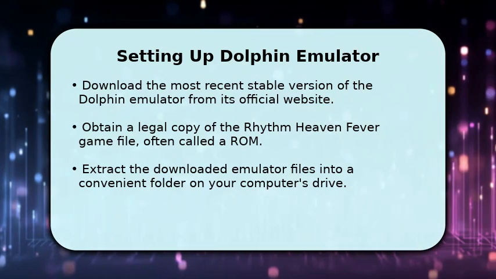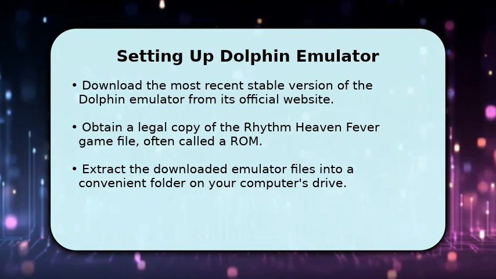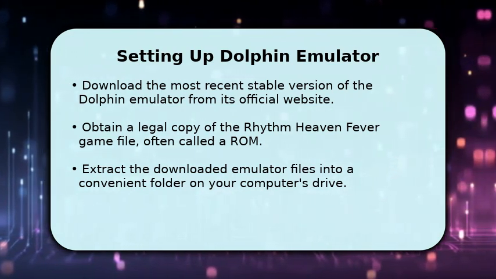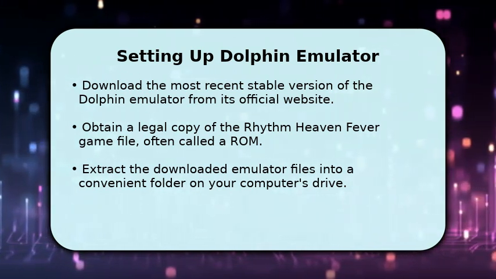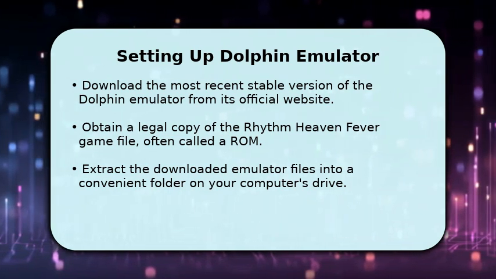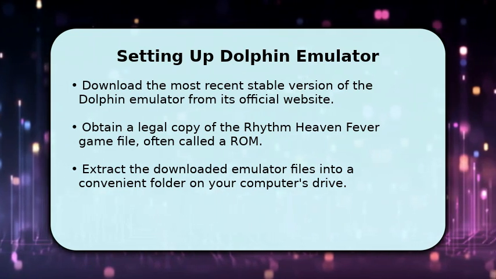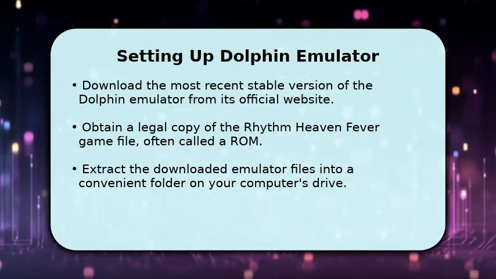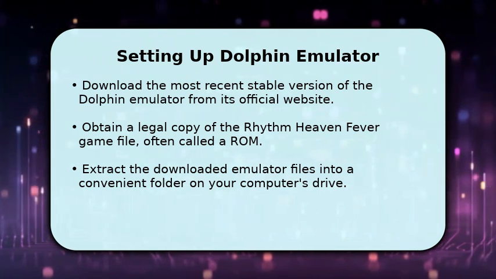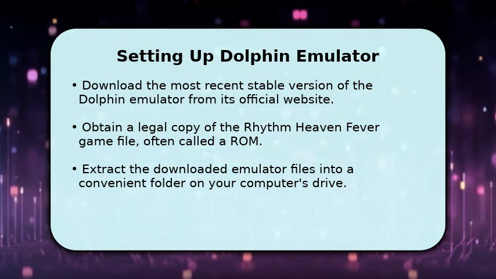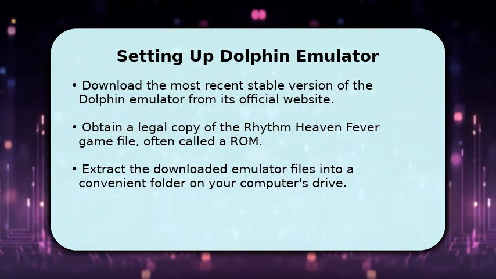To begin, you will need to download the Dolphin emulator. Always get the latest stable version directly from its official website to ensure compatibility and performance. Next, you'll need a legal copy of the Rhythm Heaven Fever game file. Once you have both, extract the Dolphin emulator files into a dedicated folder on your computer. This keeps everything organized and makes it easier to manage your emulation setup. These initial steps are crucial for a smooth start.